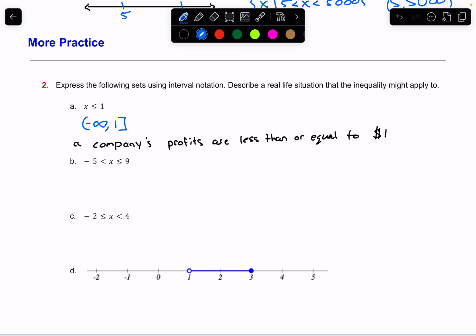Okay, part B, -5 is less than x is less than or equal to 9. As an interval, parenthesis, -5 to 9 with a bracket. And then a real life situation here, when I see -5 to 9, I think about a cold day in Minnesota. So my real life situation is going to be that the temperature is greater than -5, but less than or equal to 9.